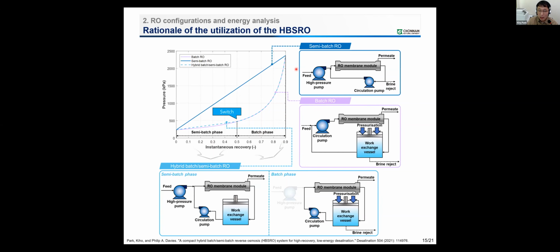And you can see that semi-batch RO has the highest energy consumption in these configurations, and the batch RO system has the lowest. Compared to the batch RO system, the hybrid batch RO system has a little bit higher energy consumption. This is a small energy penalty. However, there are other advantages to utilizing the hybrid batch RO system.